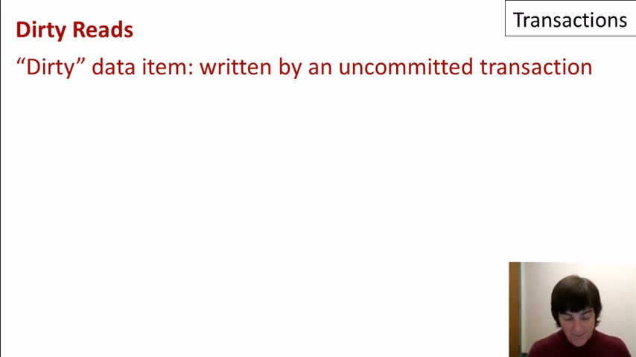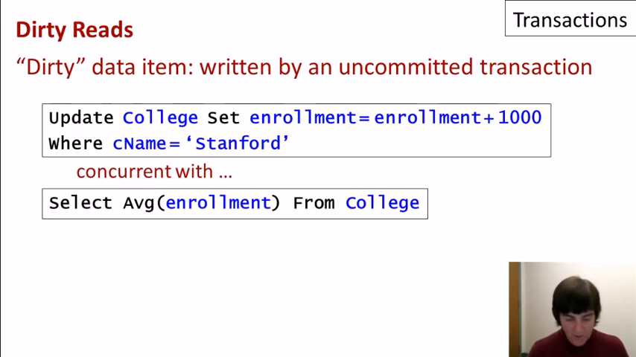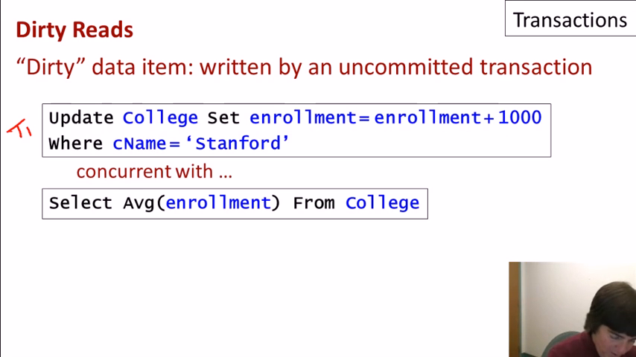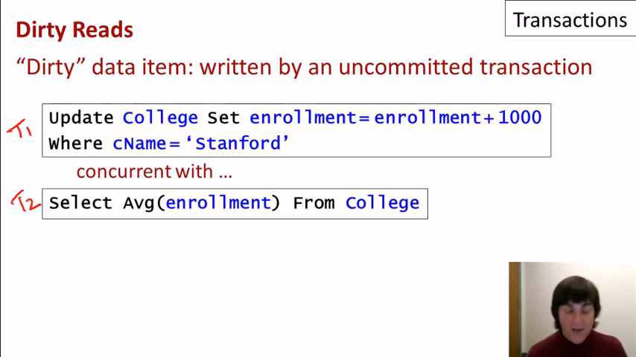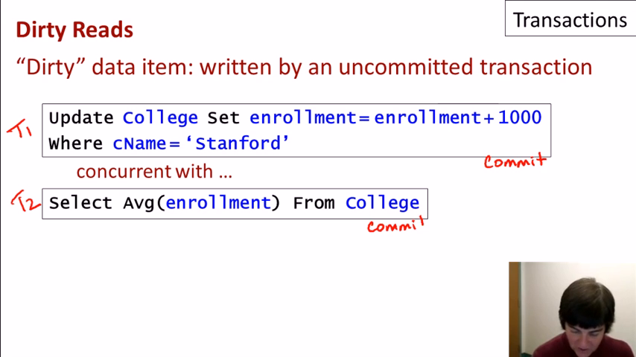A data item in the database is dirty if it's been written by a transaction that has not yet committed. So for example, here are 2 transactions. I'll call them T1 and T2. And by the way, throughout the rest of this video, I'm going to put transactions in boxes, and you can assume implicitly that there's a commit at the end of each box. I'm not going to write it each time.